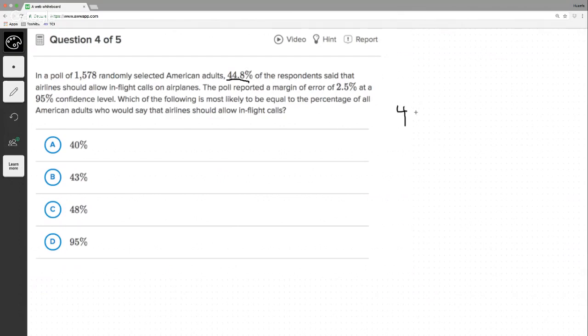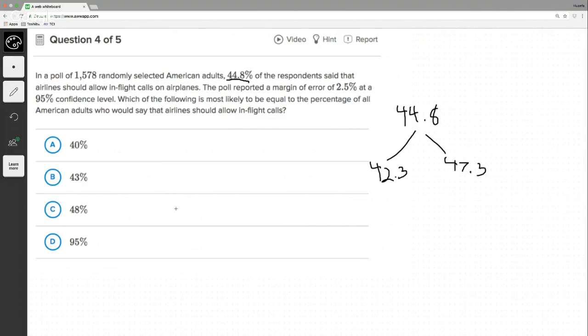Let's again break this down based on the margin of error. Gosh, I'm yawning up a storm. We subtract 2.5, it's 42.3. And then we add 2.5. It's 47.3. Like this, right?